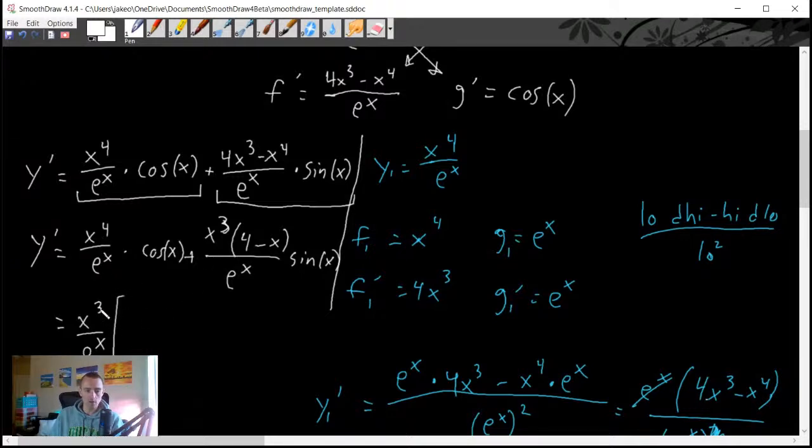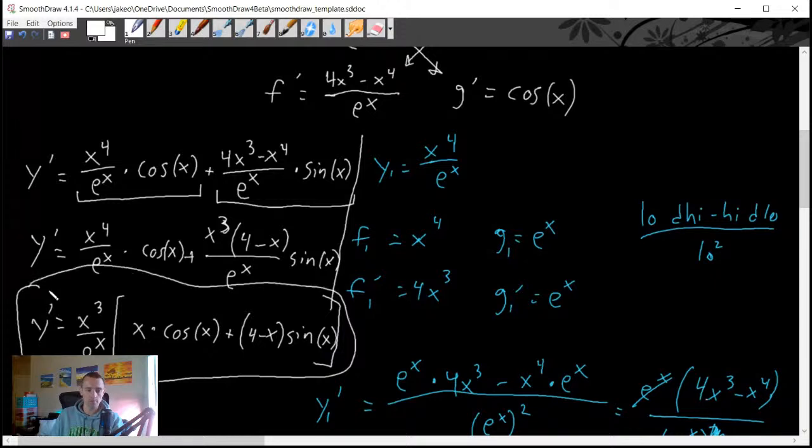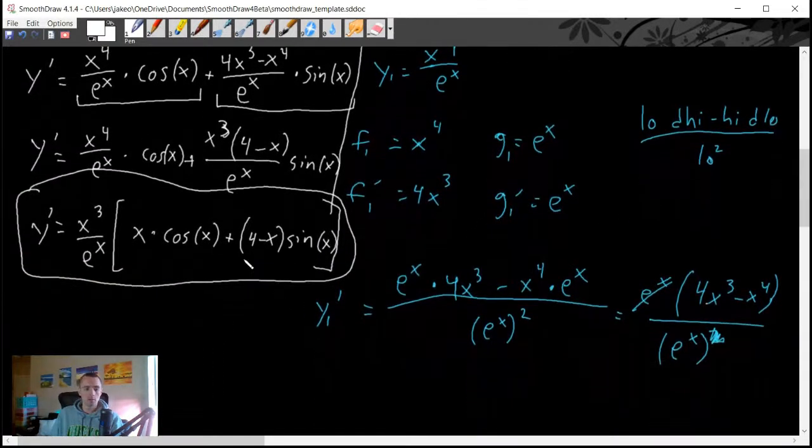So if we pull out x cubed over e to the x from here, we're going to be left with x right there times cosine x. If we pull out x cubed over e to the x from here, we're going to just be left with 4 minus x. So plus 4 minus x times sine of x. So now this is going to be our y prime based on the product rule and the quotient rule kind of within that as well. So that should be the final derivative there.